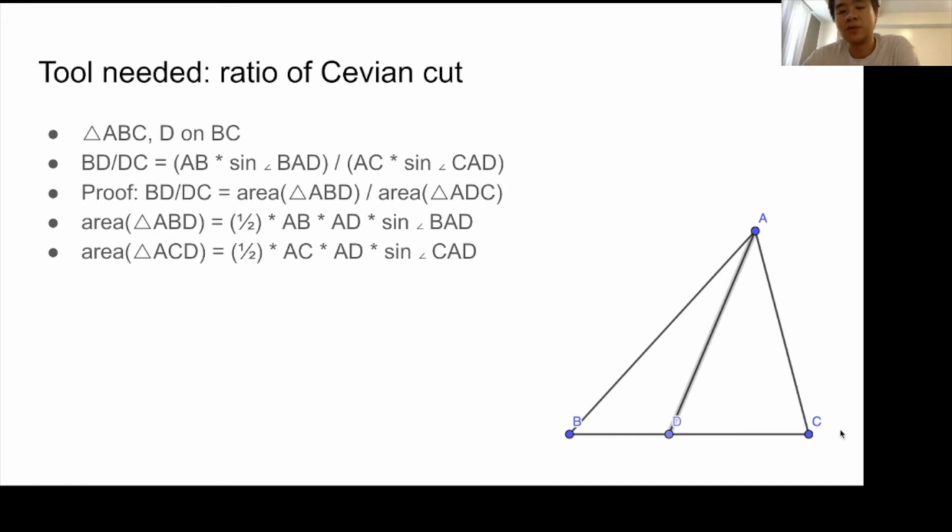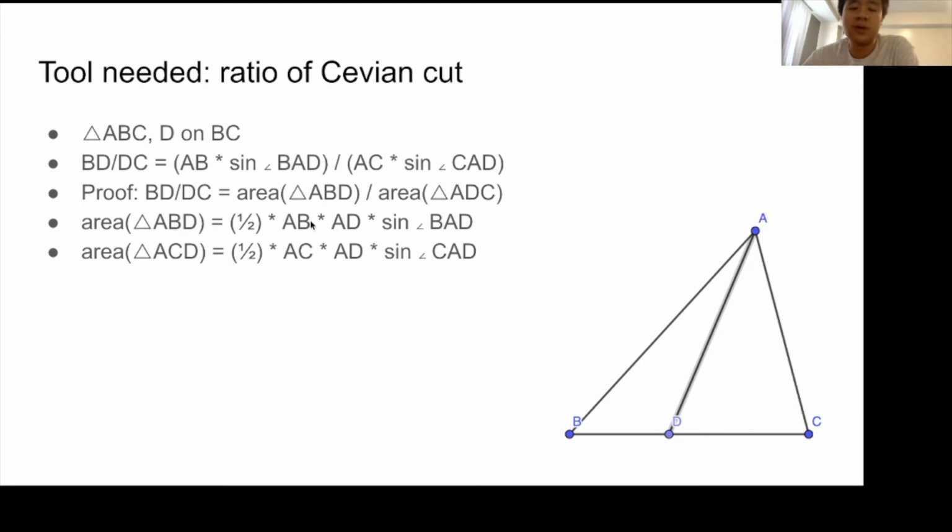There are actually two ways we can calculate the areas of triangle ABD and triangle ADC. The first way is that we know the ratio of these two triangles ABD and ADC is precisely BD divided by DC, because they have a common height, which is the height from A to BC, and therefore the ratio of the areas only depends on the side lengths.